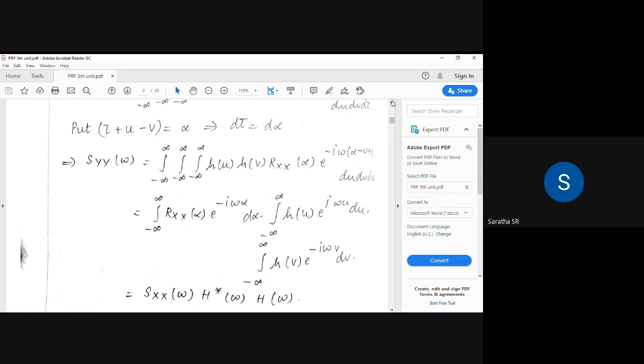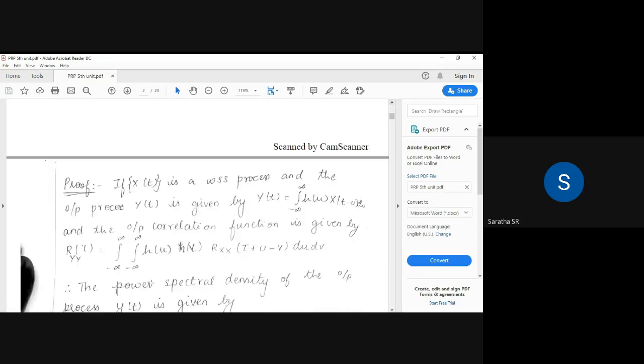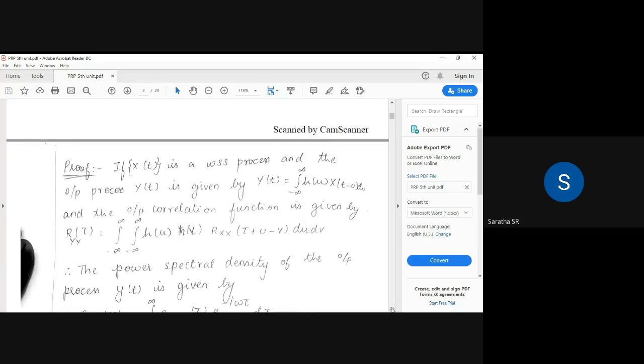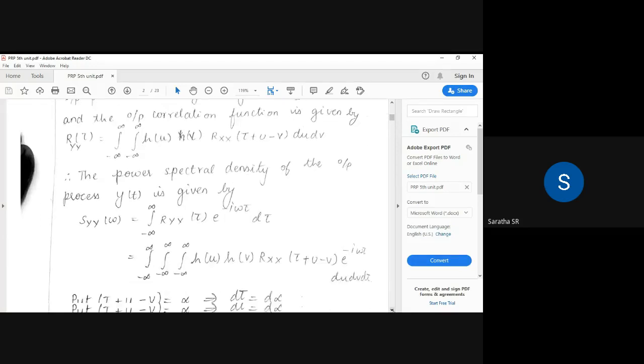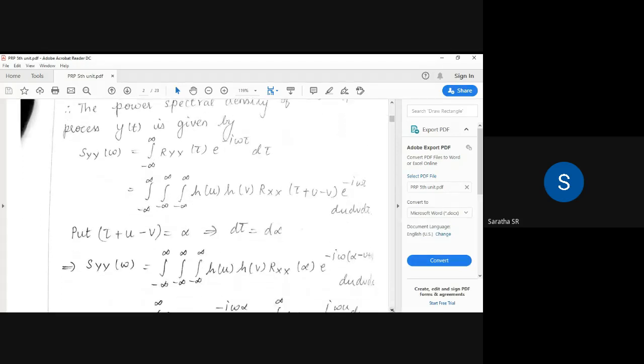So what we did: first we calculate this RYY of tau value based on this y of t. You multiply y of t into y of t plus tau, then you take the expectation. Then we got the value RYY of tau. After that we find the power spectral density for this RYY of tau, so we got SYY of omega. Then we make the assumption tau plus u minus v equal to alpha.